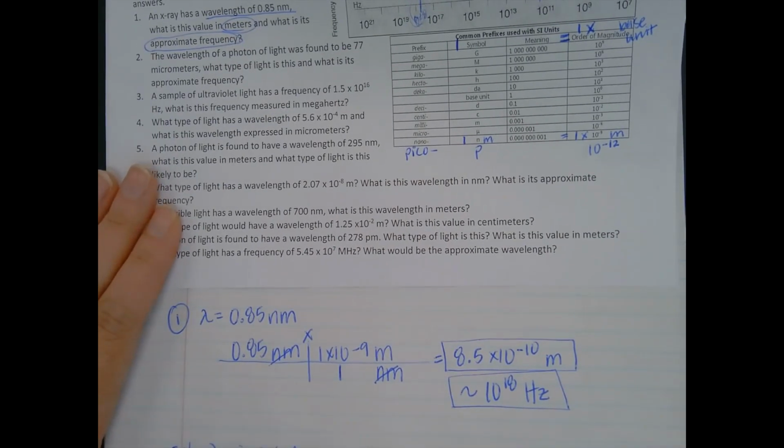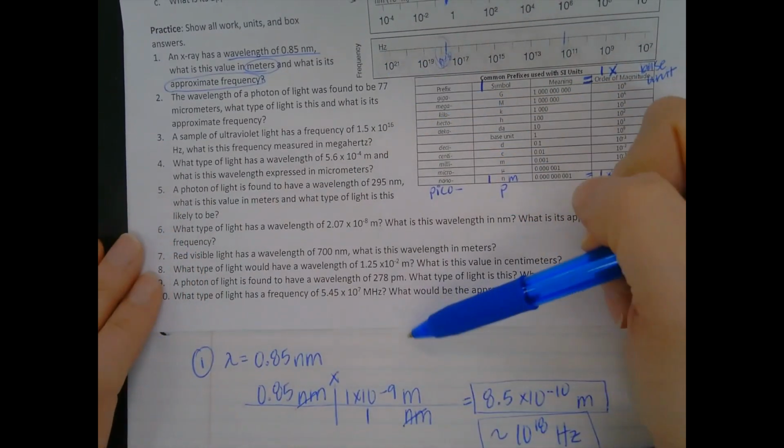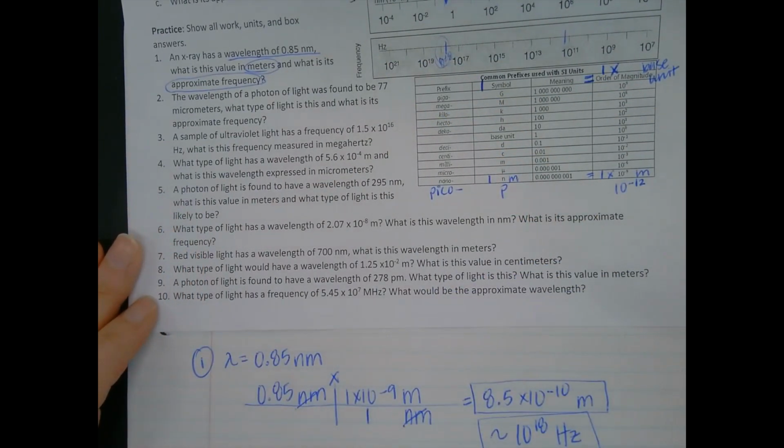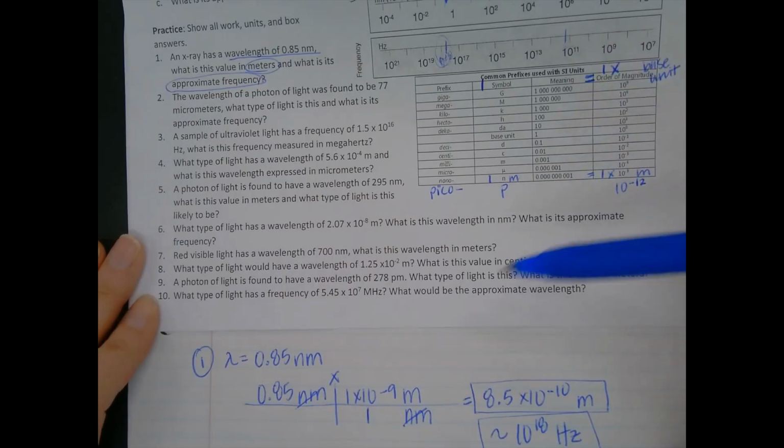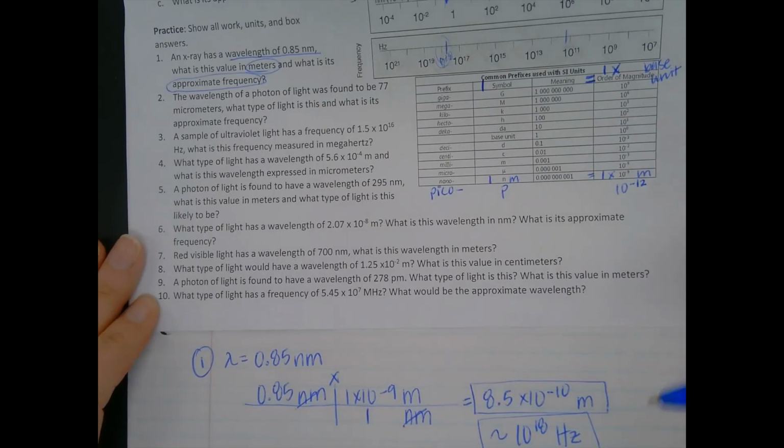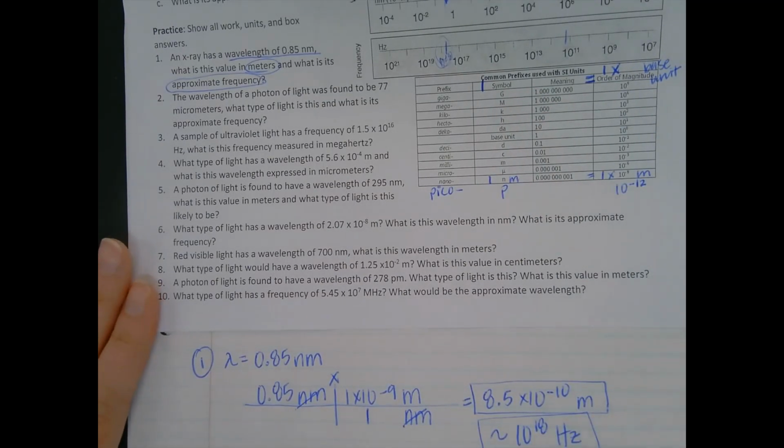So this one, we're looking at the rest of these practice questions as doing a metric conversion, identifying the type of electromagnetic wave, and then either approximating the wavelength or the frequency. In our next lesson, we're going to use wave speed, the speed of light, Planck's constant, and energy to do the calculations to find the exact values.